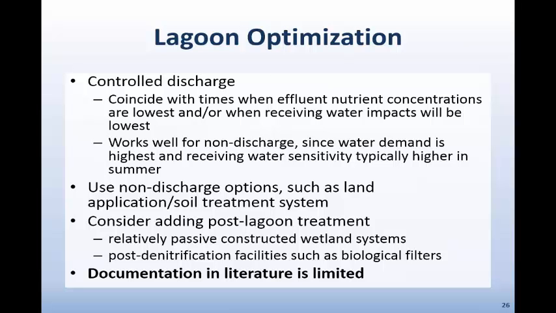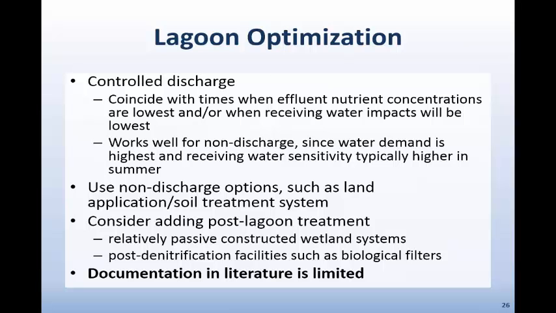However, a good number of lagoons use non-discharge systems for effluent management, spray fields, for example. So controlled discharge would work particularly well for these systems since the time of year when effluent concentrations are expected to be lowest coincide with when the water demand for irrigation needs are going to be highest, again, during the warmer summer months.